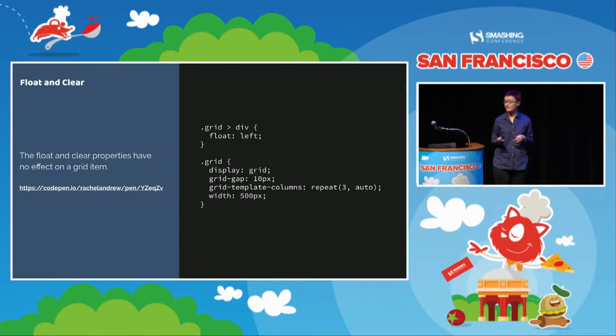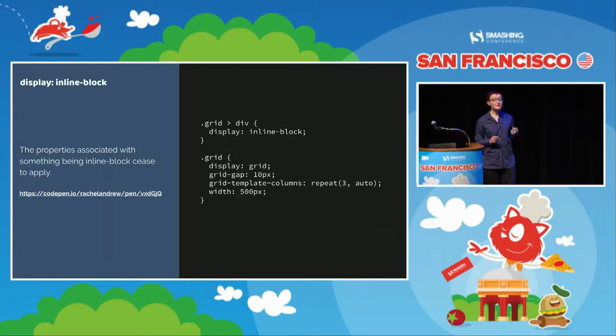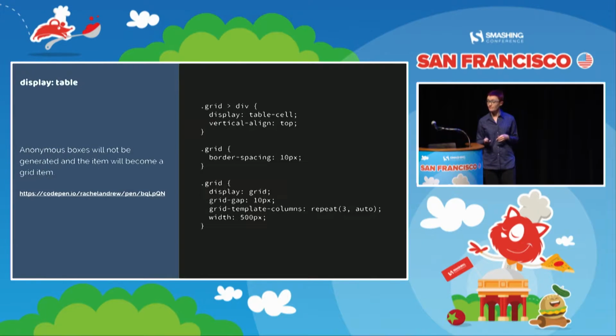Clear is the same. If something is display: inline-block and becomes a grid item, all the properties and the behavior of inline-block stop taking effect, so that's fine. You can just go ahead with your grid and it'll all work. Display: table, the same. That will just become a grid item.